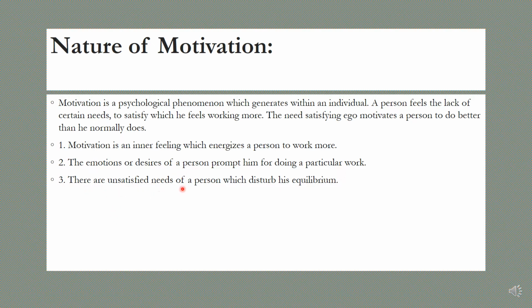Then there are unsatisfied needs of a person which disturb his equilibrium. So it is like, if a person has a gap, is thinking that, oh, I need this promotion, I need to sit on that chair in that position. So there is this unsatisfied need, which is actually disturbing his equilibrium, so that he would desire to do a particular work in order to fulfill this unsatisfied need. Hence motivation arises.